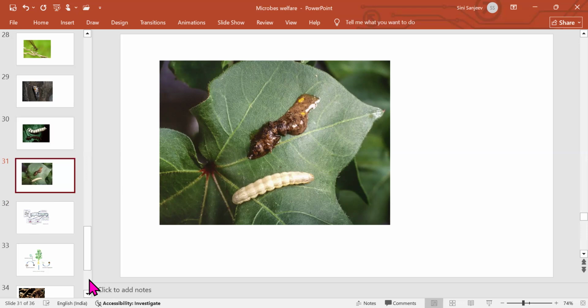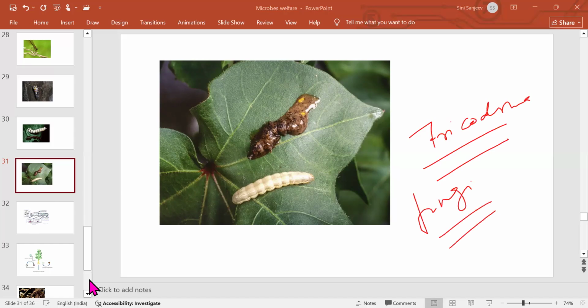Okay, next we have the trichoderma. Trichoderma is nothing but a fungus which lives in the root, and that is effective against certain plant pathogens. Along with that, we have one more thing which is called baculovirus.